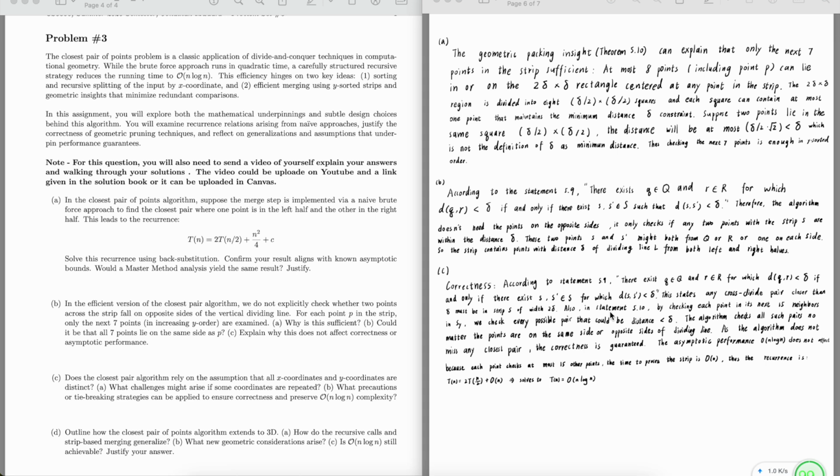And the second question is: could it be that all 7 points lie on the same side as P? The answer is yes.